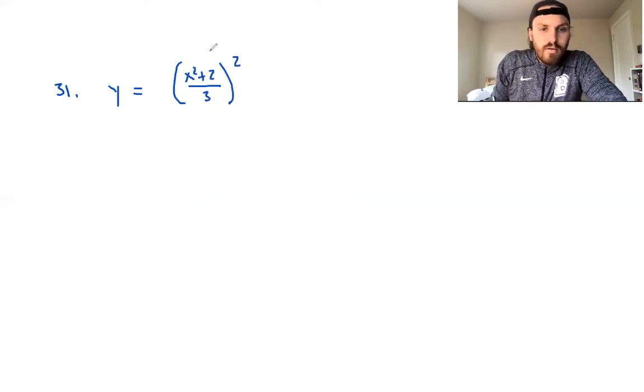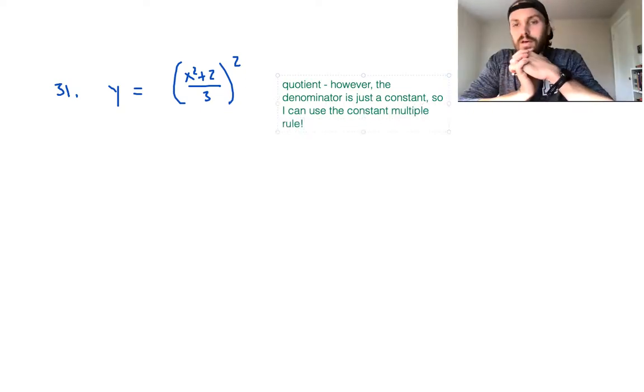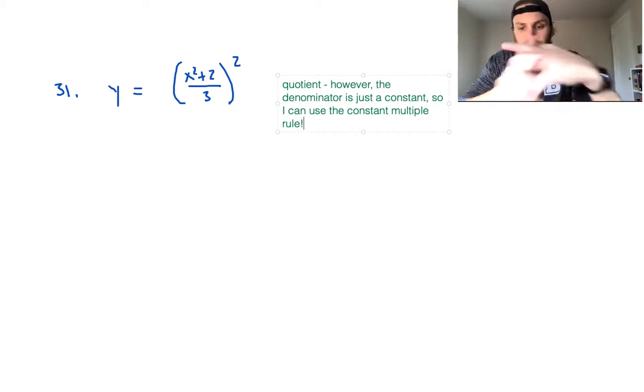Number 31. Okay, so what I'm seeing here, right? It's important to think about what I'm seeing here. First of all, I am seeing a quotient. However, the denominator is just a constant. So I can use the constant multiple rule. That's pretty important, right? Because dividing by 3 is the same as just multiplying by 1/3. So I can actually keep that out front.